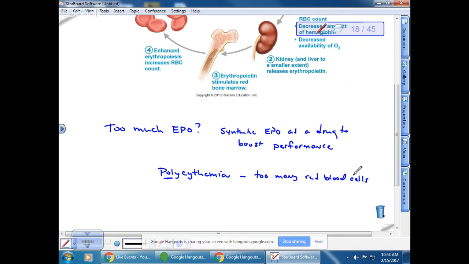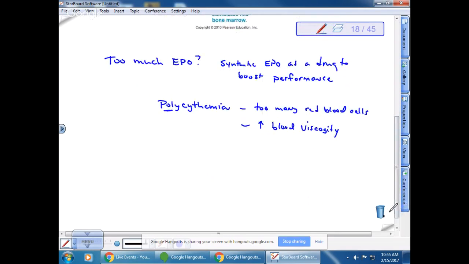And so the problem with this is that this increases blood viscosity. Viscosity. So that means like how thick the blood is. And so specifically, if you're in a competition and you get dehydrated, your blood actually becomes thicker, and this can potentially lead to blood clotting and strokes and heart attacks.